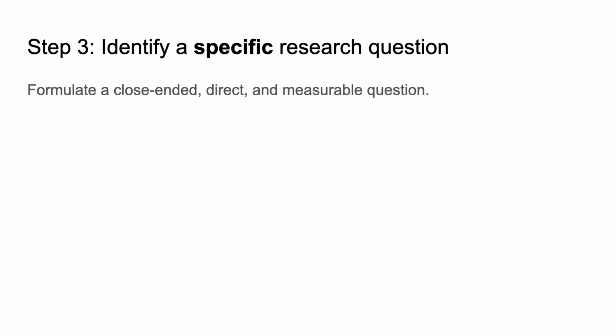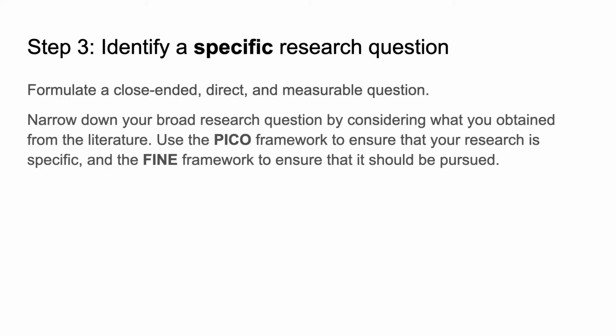Now that you have a general topic of interest, you have read extensively on your topic and around it, and you have a solid idea, you can attempt to identify a specific question. To do that, you formulate a close-ended, direct, and measurable question, something straightforward that you can test and study. Narrow down your broad research question by considering what you learned from the literature. Use the PICO framework to ensure that your research is specific, and the FINER framework to ensure that it should be pursued. Perhaps one of these is familiar to you, and the other we're going to explain today.